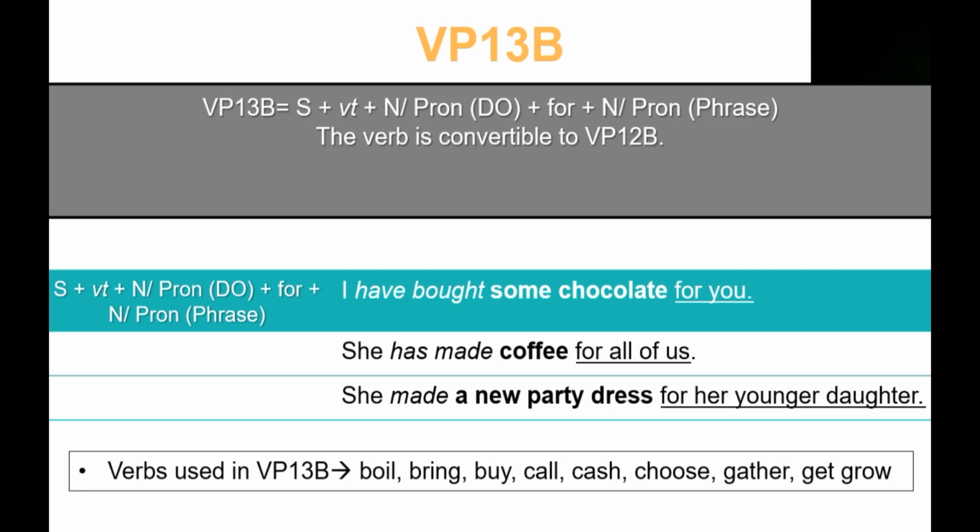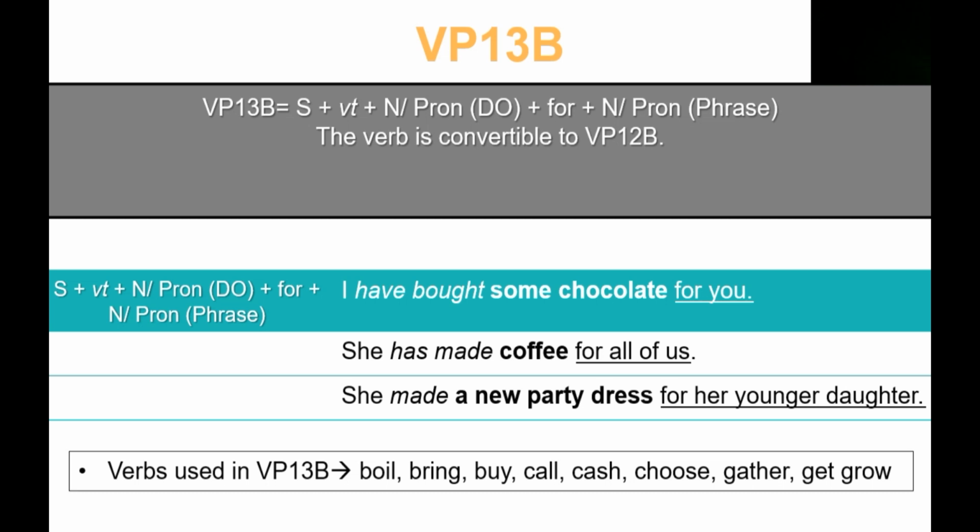For example, I have bought some chocolate for you. I is the subject, have bought is the VT, some chocolate here is DO, and we use preposition for followed by a pronoun, you. She has made coffee for all of us. She is the subject, has made here is the VT, and then coffee is the noun functioning as DO, for is the preposition, and all of us is the noun phrase functioning as the IO.